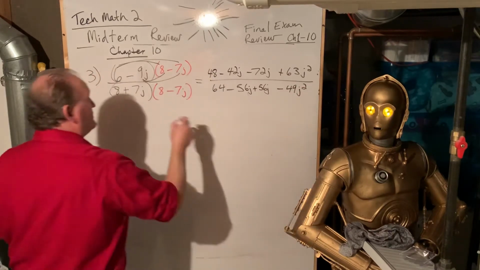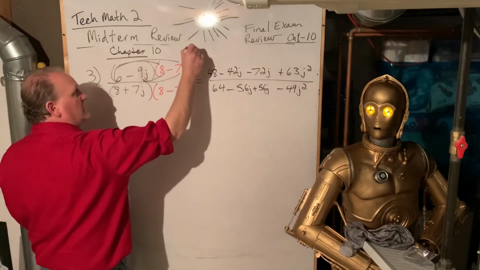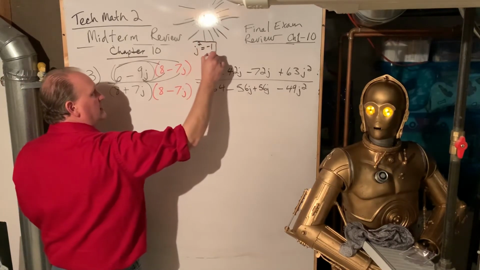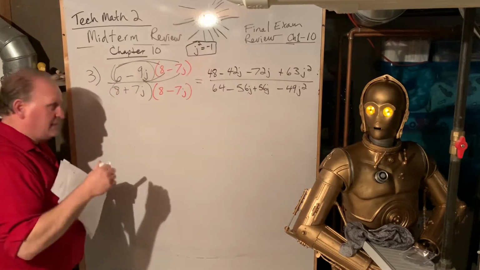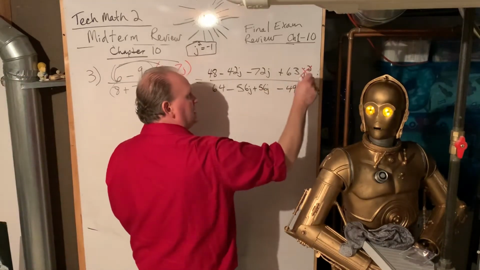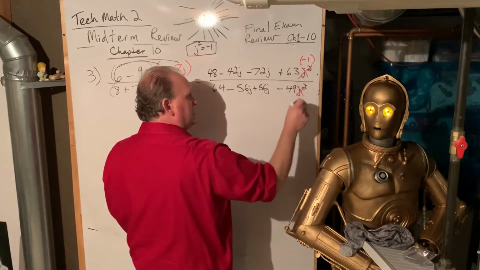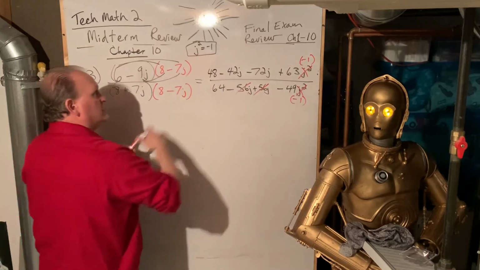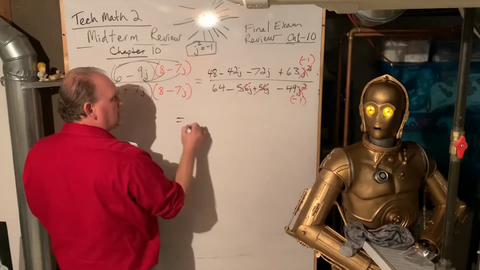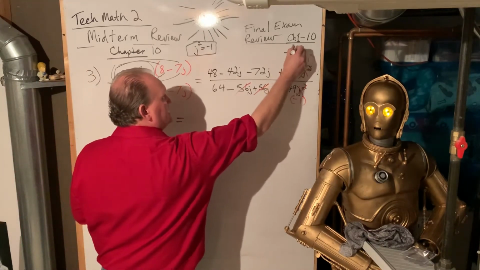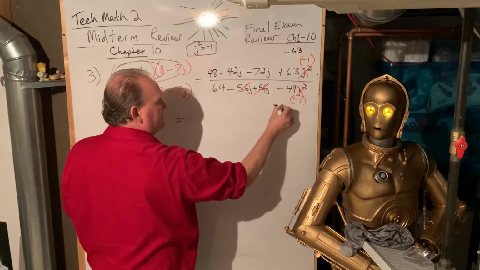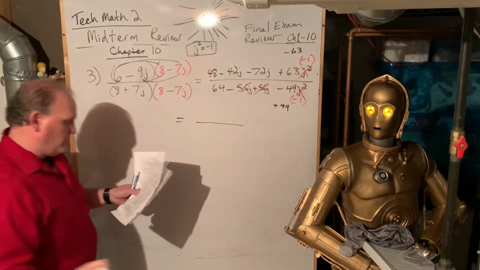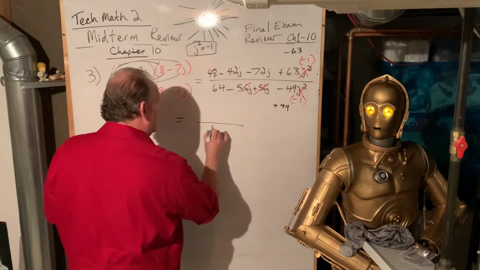Well, remember, j is the imaginary, so j squared is equal to negative 1. All right, so that means this is going to become a negative 1, and this is going to become a negative 1. These cancel out. So on the top, I combine up the like terms. That's now negative 63. That's now positive 49 on the bottom. So on the bottom, I got 64 plus 49, which is 113.